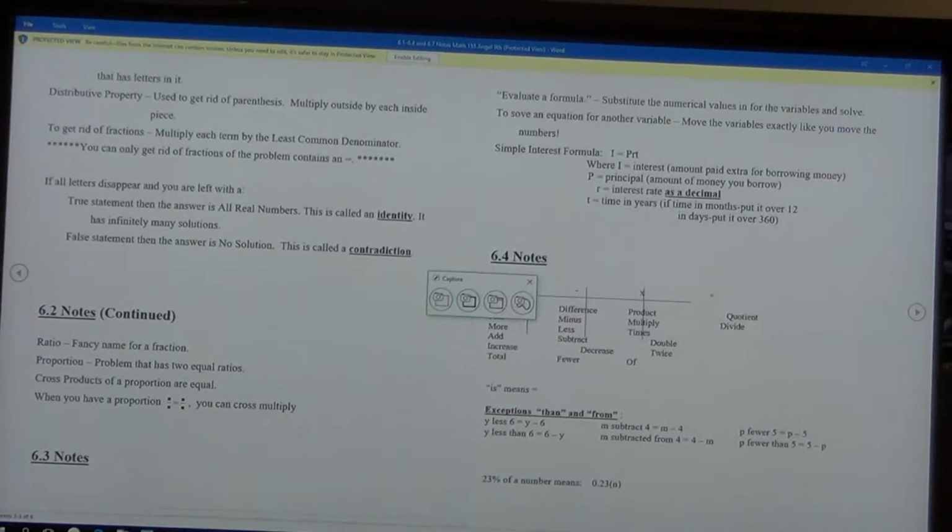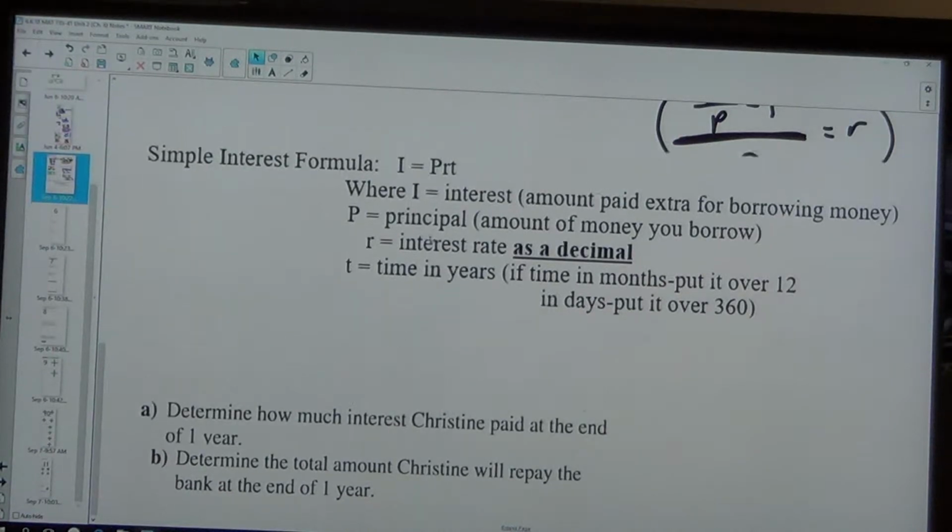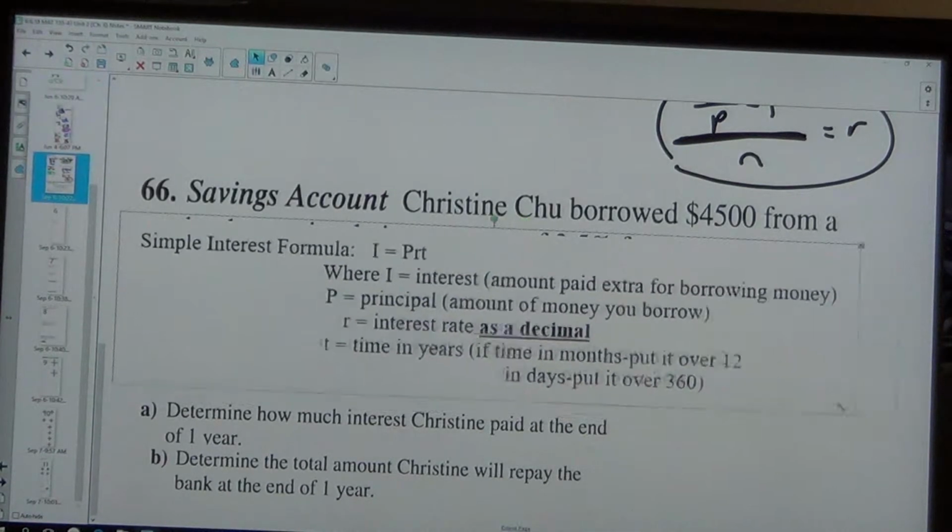Into current page, let me see if I did it, there it is. Okay, so simple interest, the formula is I equals PRT.